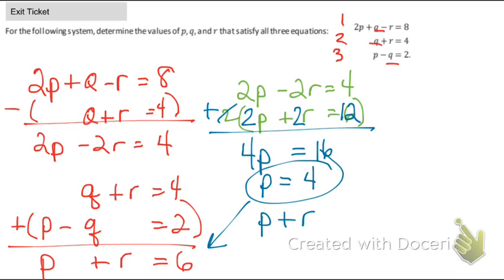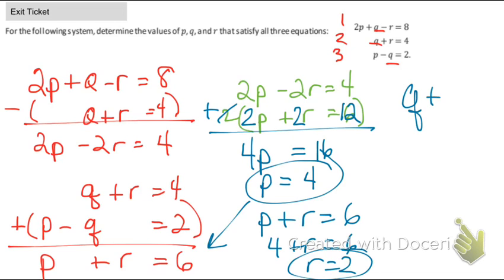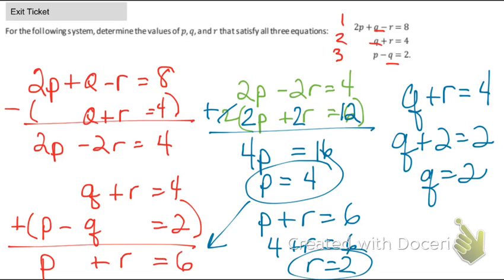I've solved for one variable, so now I can plug that back into one of these equations. I know that p plus r equals 6, so 4 plus r equals 6, r equals 2. Okay, so I know that p is 4, r equals 2, so now I have to solve for q. So let's go to equation 2 here. q plus r equals 4. I know r equals 2, so q equals 2. So in alphabetical order, our solution is p, q, r. So it's going to go 4, 2, 2.